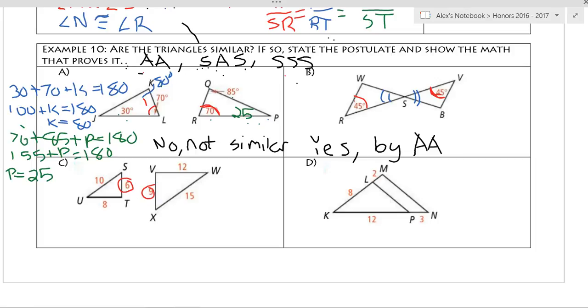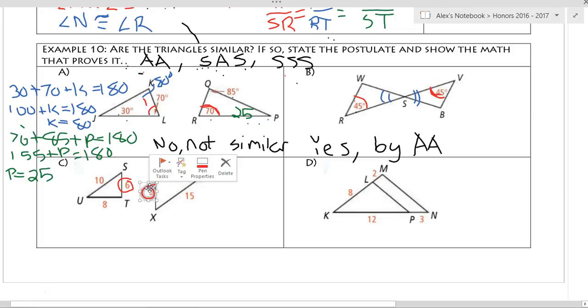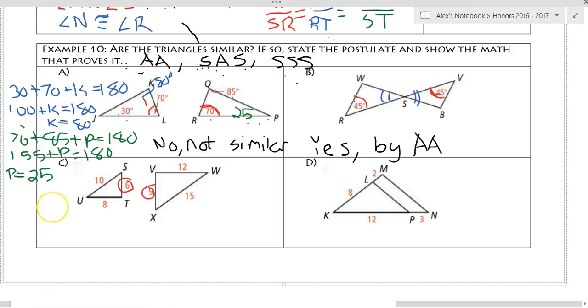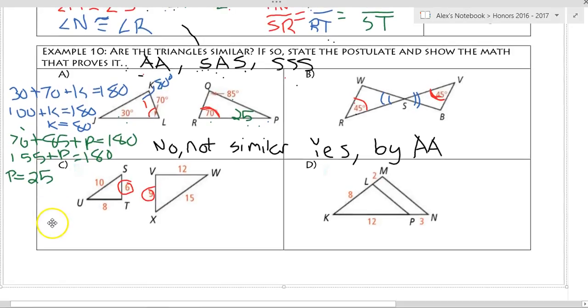Remember, kind of keep it in order, second over first, right? Just like we were doing with our scale factor. That's pretty much what we're doing here. We're seeing if the scale factor is the same for all 3 of these sides, or that proportion is the same for all 3 of these sides. Right? So I have 9 over 6.